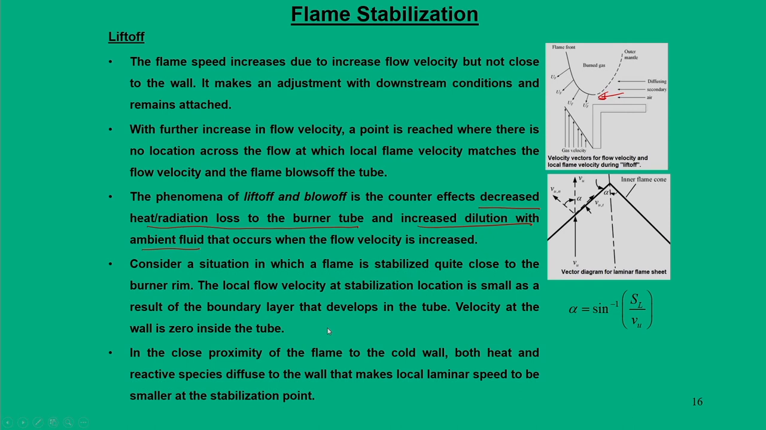So there are other critical things: how much it gets, this location or this distance, mostly depends on many factors. Two important factors are heat loss to the burner tube, and the other is increased dilution of ambient fluid. In the close proximity of the flame to the cold wall, both heat and reactive species diffuse to the wall, that makes the laminar speed smaller at the stabilization point.